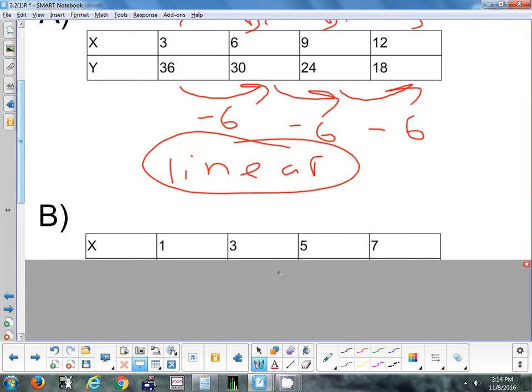I'm going to look at example B. I'm not even going to look at the y values yet, just the x's. 1, 3, 5, 7. Are we going up by the same amount each time? Yep. What are we going up by each time? Plus 2. So is that enough information? Am I linear? I don't know yet. So far, we are. So now we have to look at the y's.